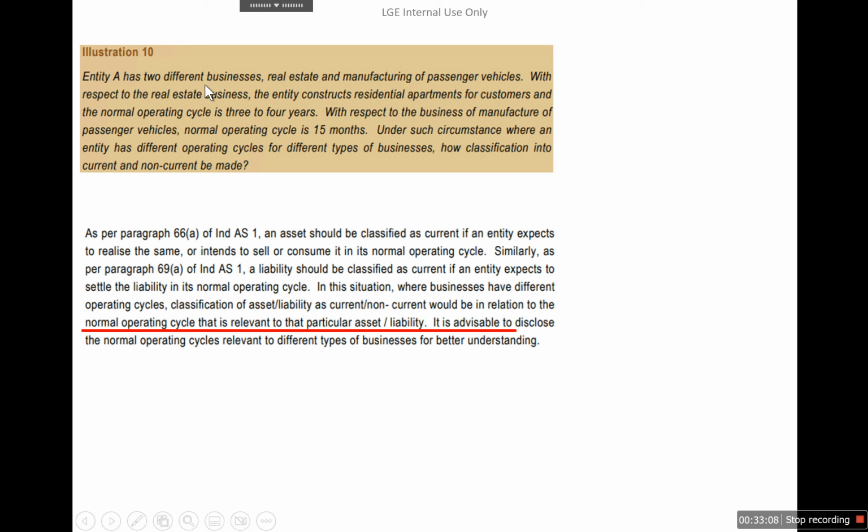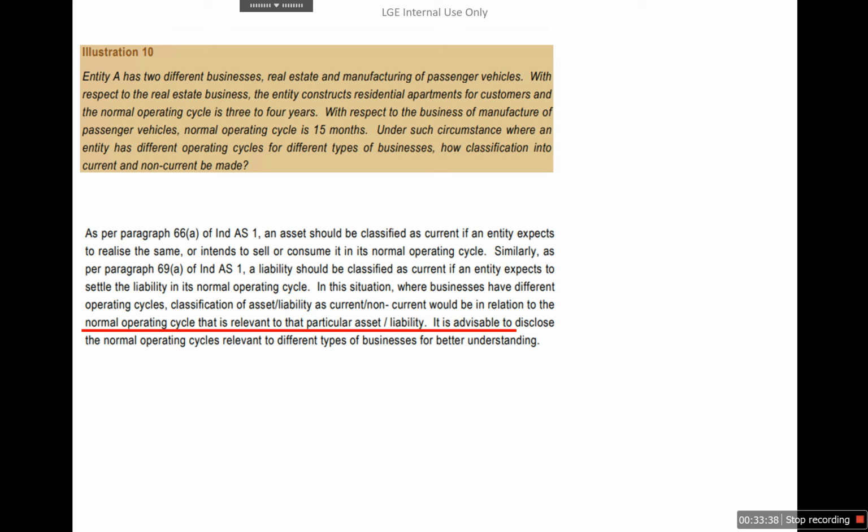Entity A has two different businesses, real estate and manufacturing of passenger vehicles. With respect to the real estate business, the entity constructs residential apartments for customers, and the normal operating cycle is 3 to 4 years. With respect to the business of manufacturing of passenger vehicles, the operating cycle is 15 months. Under such circumstances, when an entity has different operating cycles for different types of business, how should the classification into current and non-current be done?